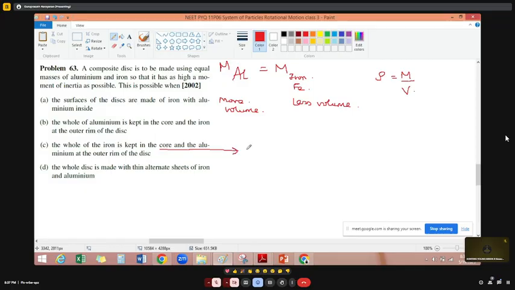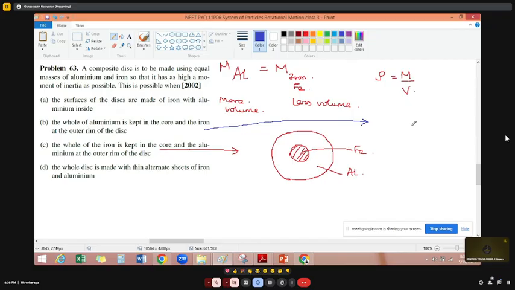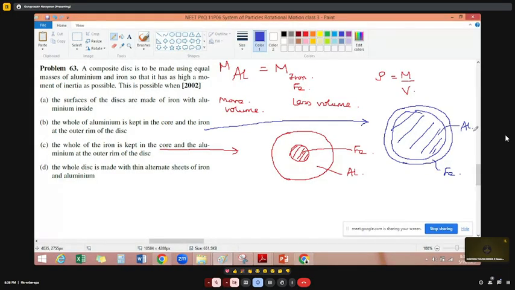If I think about this, the core will be a very small iron region, and the aluminum will be like this. Okay, so this is iron, this is aluminum. Why did I draw iron smaller? Because I already explained this will be taking less volume. This will be taking more volume. If I take the second case, whole of aluminum is kept in the core, which means the core will be bigger and the iron rim will be smaller. So that means this will be iron, this will be aluminum.